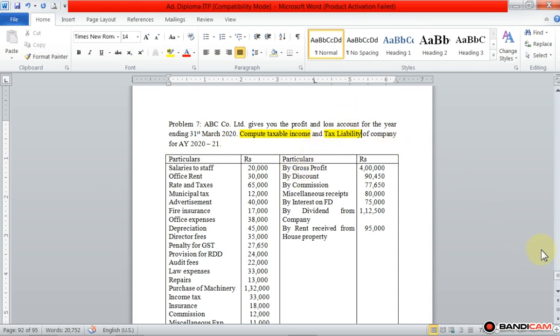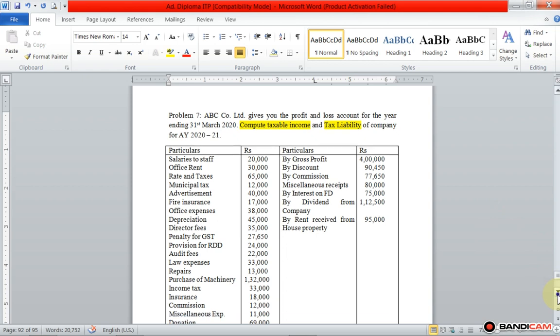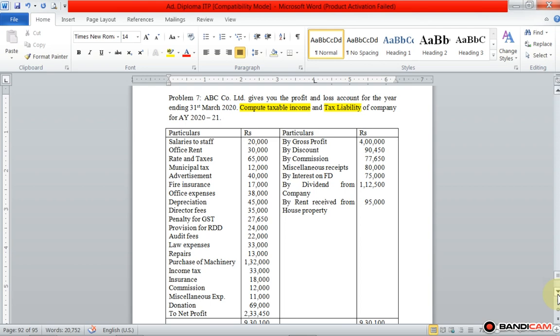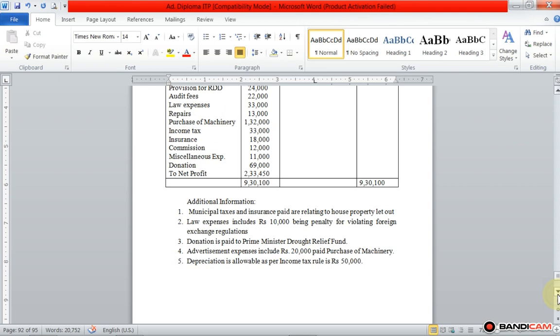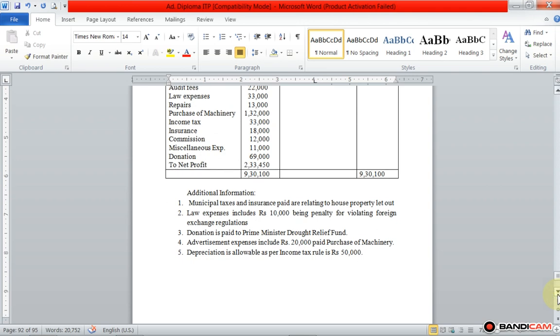Here the profit and loss account of ABC Company Limited is given, but we start to read the problem from the additional information. The first additional information is that municipal taxes and insurance paid are relating to house property let out. So municipal tax and insurance are expenses relating to the house property let out, so they are disallowed expenses, and disallowed expenses are added to net profit.